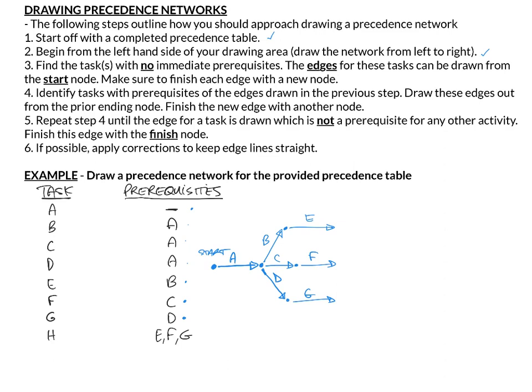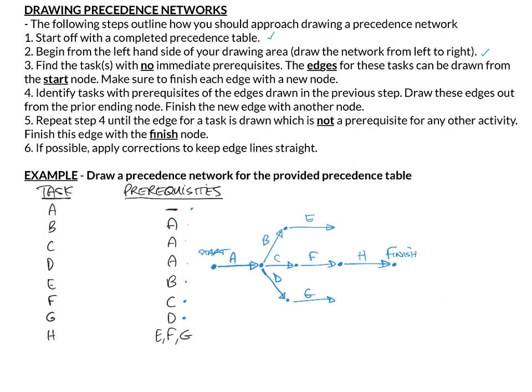Repeat until the edge for a task is drawn, which is not a prerequisite for any other activity. So what I'm going to do is, H can only happen when E, F, and G have happened. So this is going to be centrally placed. I'm going to centrally place it here. Why? You'll see in a minute. I'm going to draw H coming off of there, and H finishes the project. So this is the finish node.